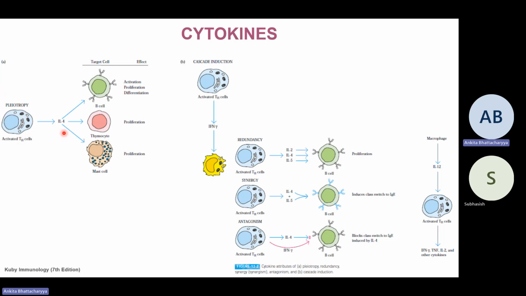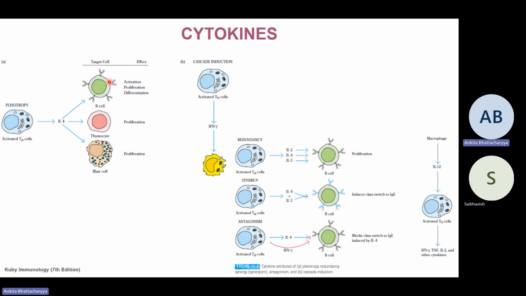The first type of action, as you can see here, is the pleiotropic action of cytokines. After the cytokine has been synthesized, in this case, for reference, we are taking IL-4. This one cytokine, IL-4, is able to execute very different effects depending upon the type of target cell it encounters. The type of action here would be paracrine or endocrine, depending upon where the target cell is present. But as you can see, the effect it eventually executes is extremely different.